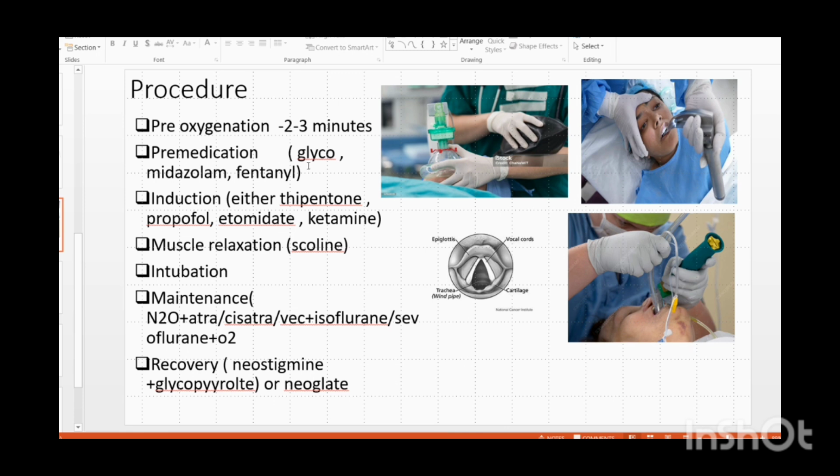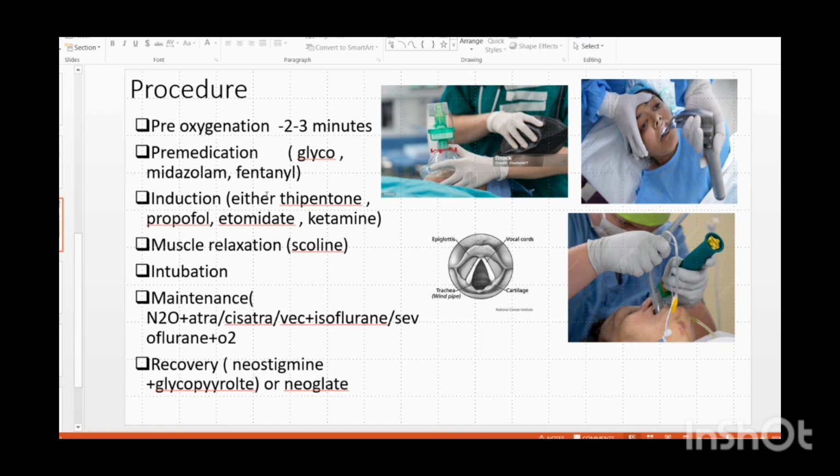So we will give these drugs as pre-medicative drugs. Next, after pre-medication, they'll induce the patient with the help of either thiopentone or propofol or etomidate or ketamine. Any one of these drugs they'll use, and these drugs will act on the central nervous system and depress it, so that the patient will be unconscious after giving these drugs. That is what we call induction.